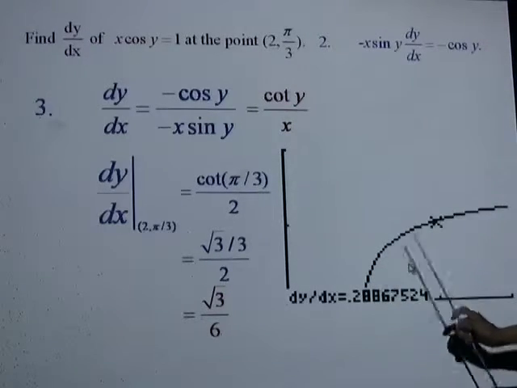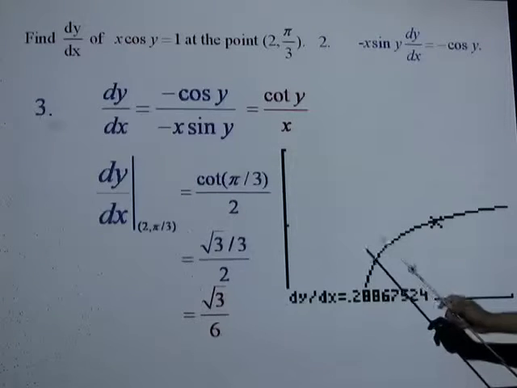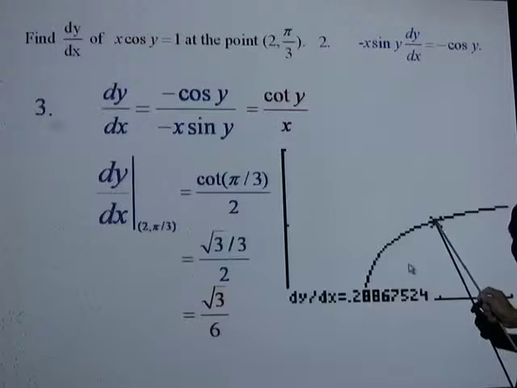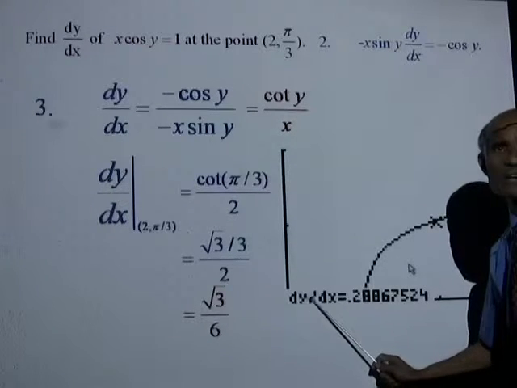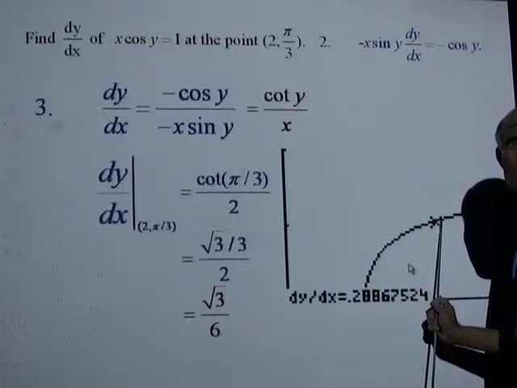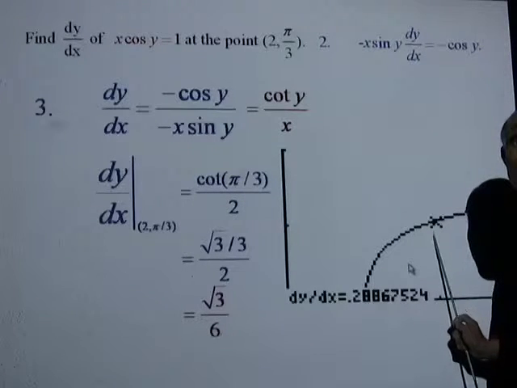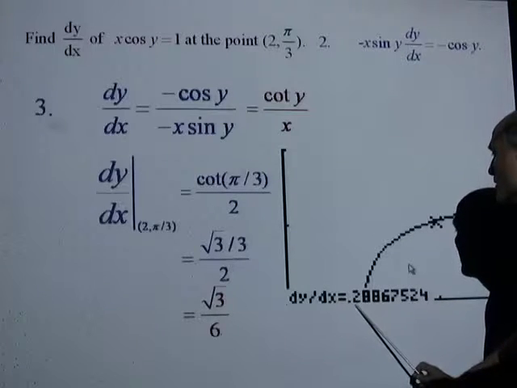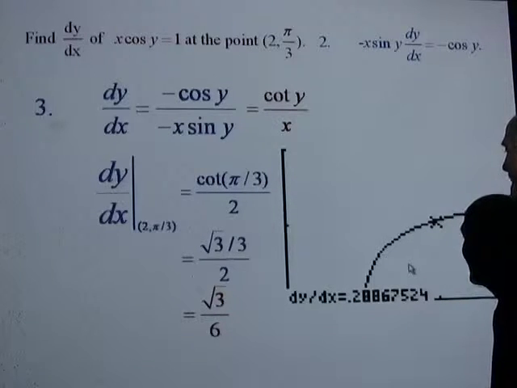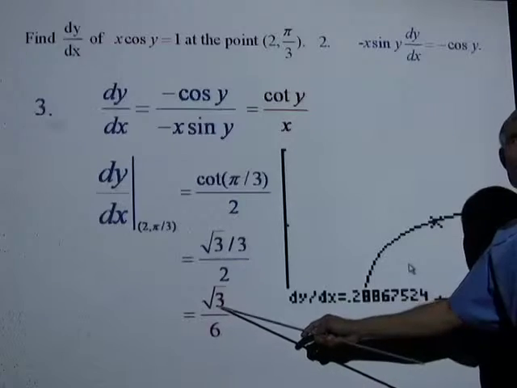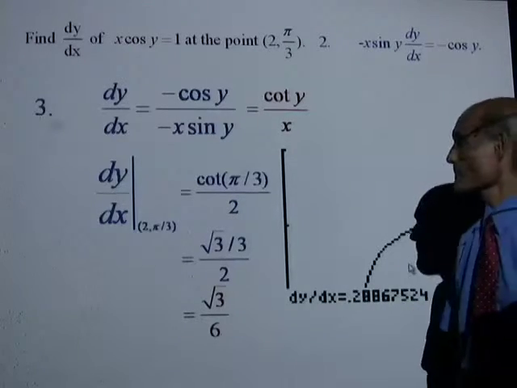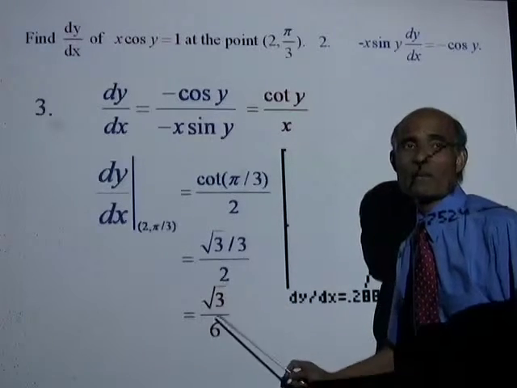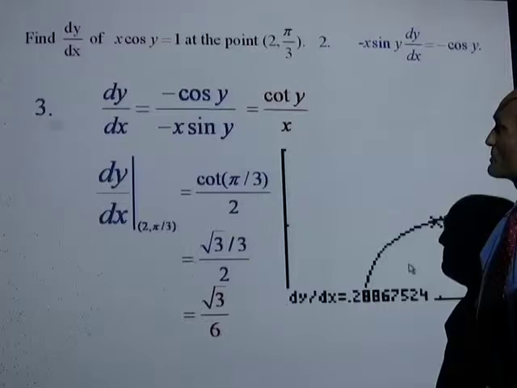Now here I have drawn the graph of that function and you got dy by dx at that point. You can calculate that on your calculator. You can see I calculated dy by dx at the given point, x equal to 2, y equal to pi by 3, and it gave me 0.28867, and it is right. Cot of pi by 3 is root 3 over 3. Divided by 2 is root 3 over 6.